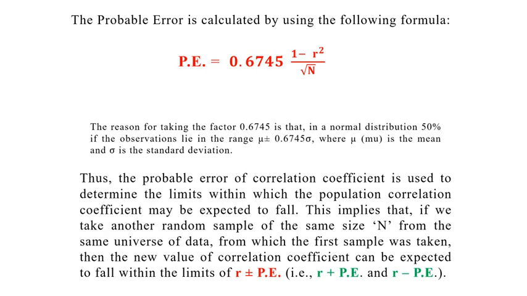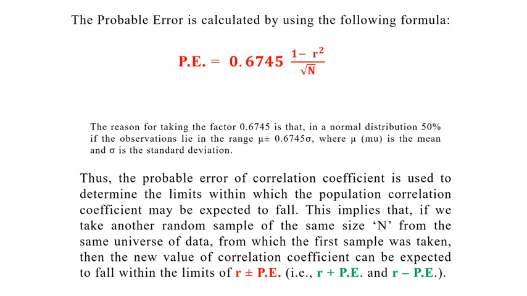That's all. Probable error of correlation coefficient is used to determine the limits within which the population correlation coefficient may be expected to fall. So this thing I have already explained. This implies that if we take another random sample of the same size n from the same universe of data, the same population data, as I explained in the example of your class.